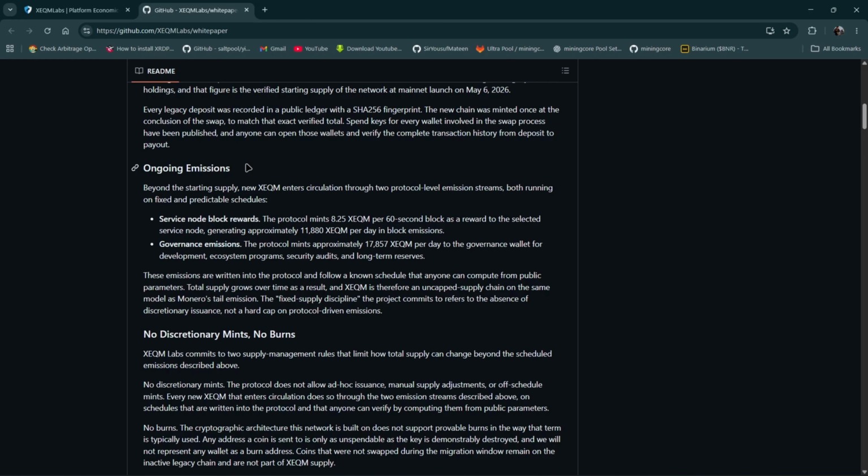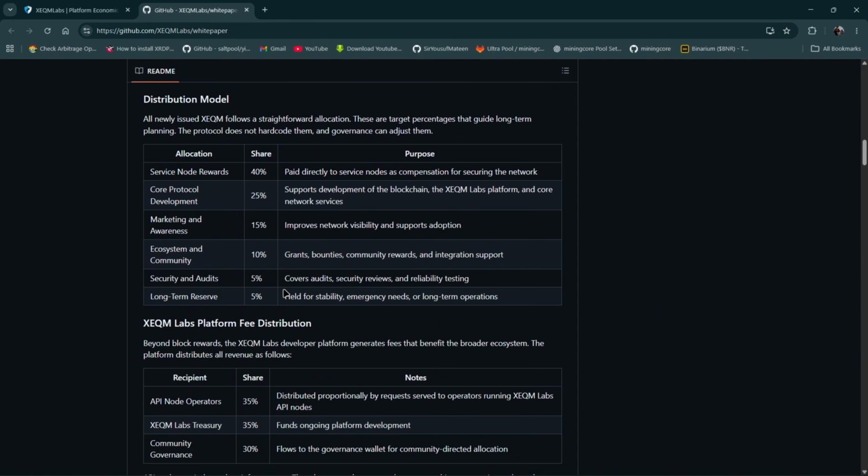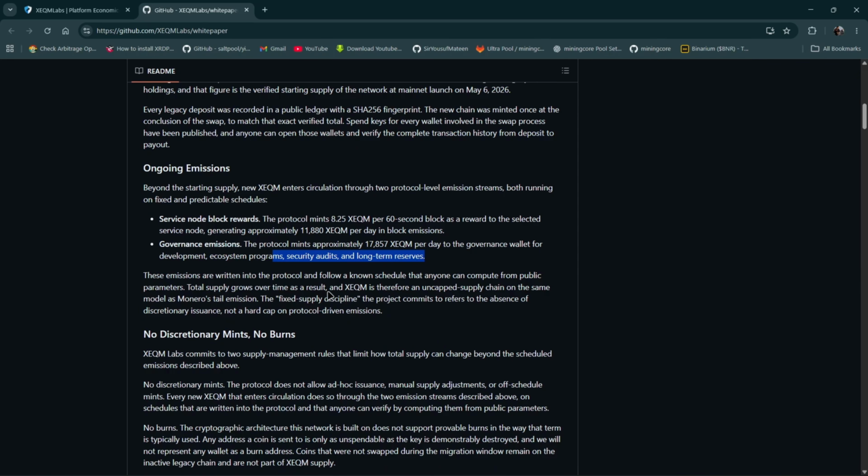So the more service nodes there are, the less each service node will get. You can say this is not the whole block reward. The total block reward is this amount plus some other amount, that is the governance emission. The protocol mints approximately 17,857 XEQM per day to the governance wallet for development, ecosystem programs, security audits, and long-term investments, which are further categorized in this table that we will see right now.